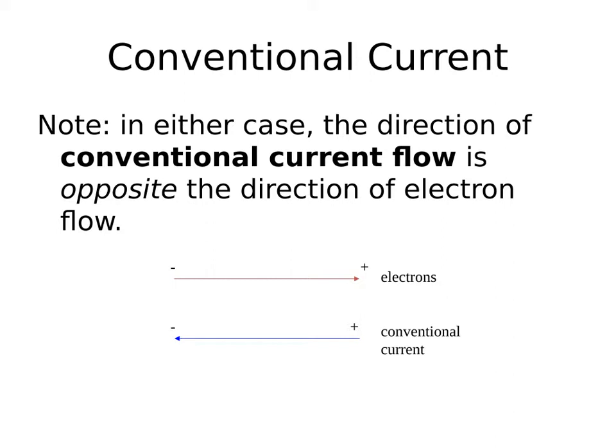Now, as I said, we don't always define current as the movement of electrons from negative to positive. We also have what's called conventional current flow, which is defined as the opposite kind of current, where the current goes from positive to negative.